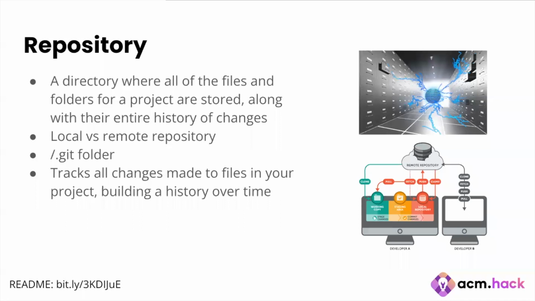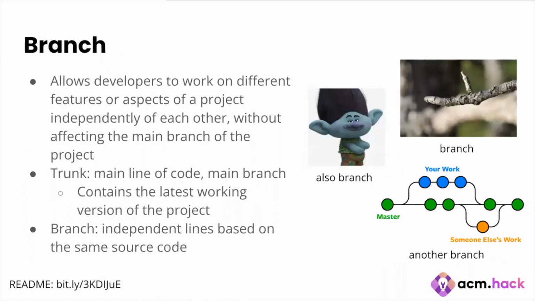A local repository is where you make changes to the project and commit them to the repository's history, while the remote repository is where you push these changes so that other developers can access them. The repository is also the .git folder inside a project. It tracks all changes made to files in your project, building a history over time, meaning if you delete the .git folder, then you delete your project's history. Within the repository, there are branches.